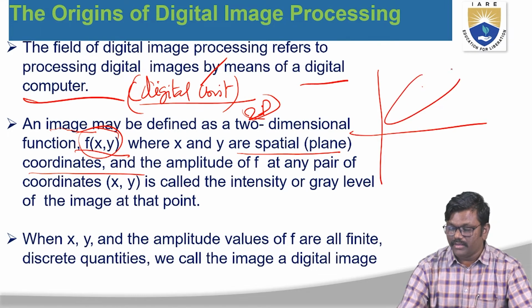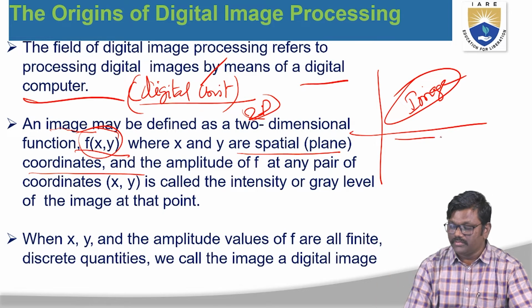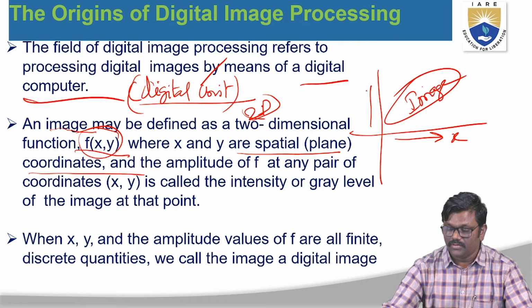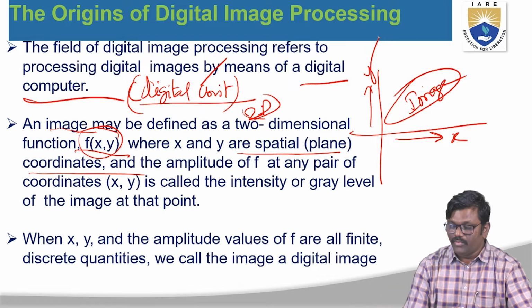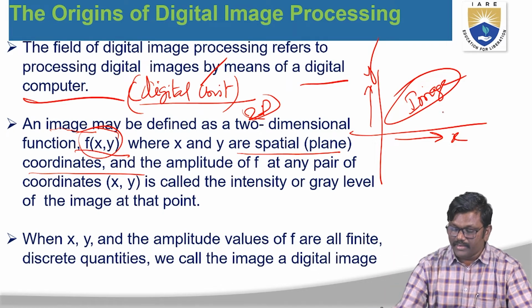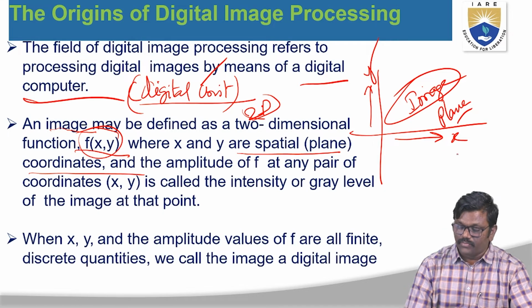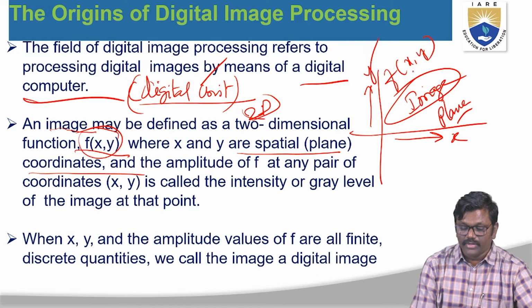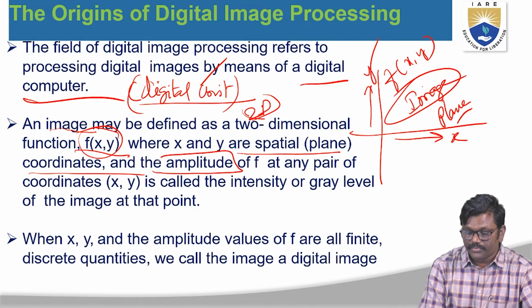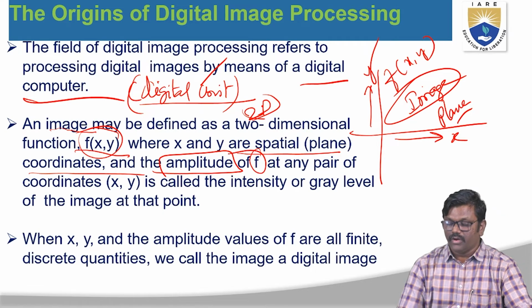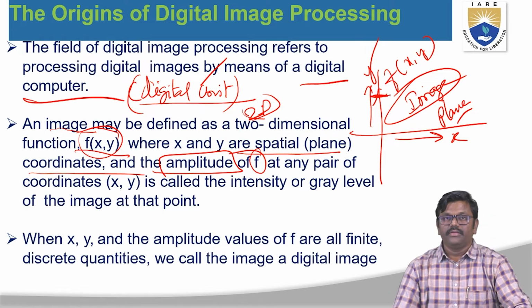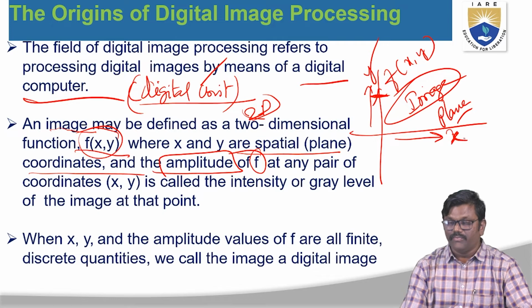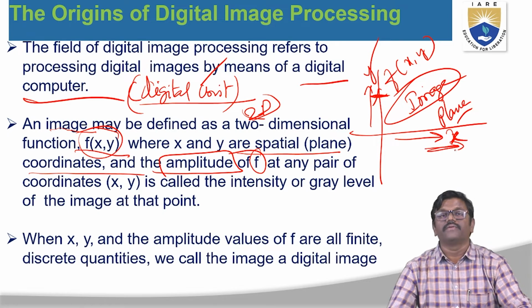Here there is an image, whatever image. This is the x-axis, this is the y-axis. What is the meaning of that? It is a plane. In this x and y plane, we are going to see the f of x comma y value in terms of amplitude f. Amplitude will vary along the y-axis and x values will vary depending upon the number of pixels of the image.